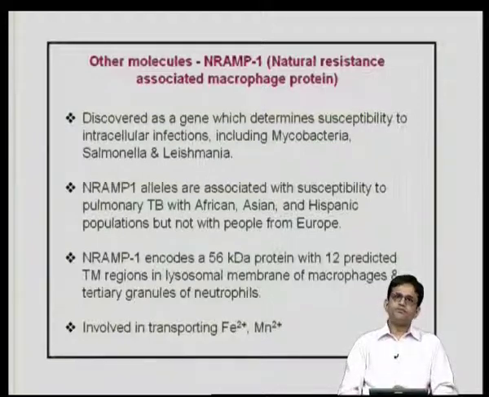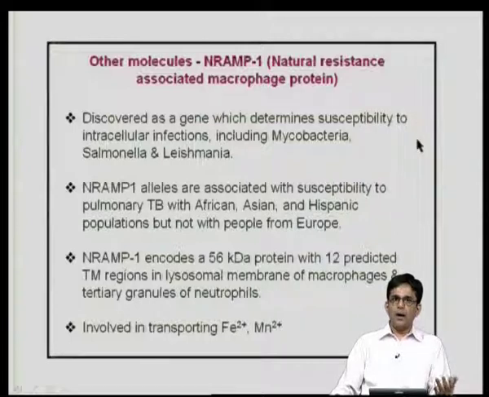Now during this process, people tried to find what genes are involved in encoding resistance, and using similar studies, people came up, both in humans as well as in mice, with a molecule known as NRAMP. And so that is the name of this. NRAMP is a natural resistance associated macrophage protein, and it determines susceptibility to intracellular infections, as was mentioned.